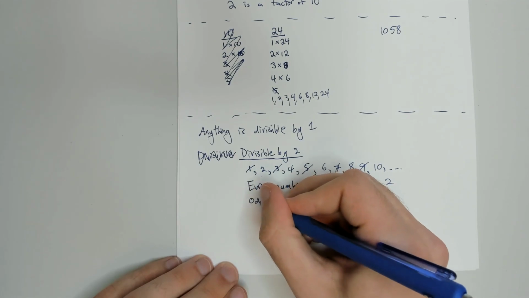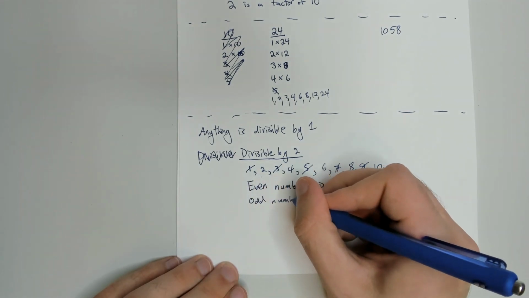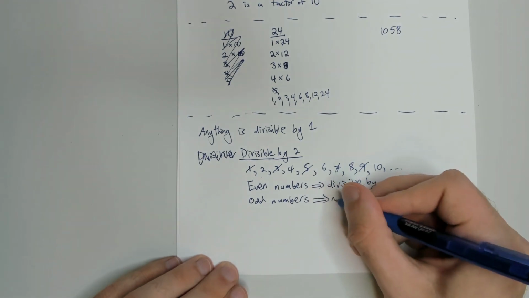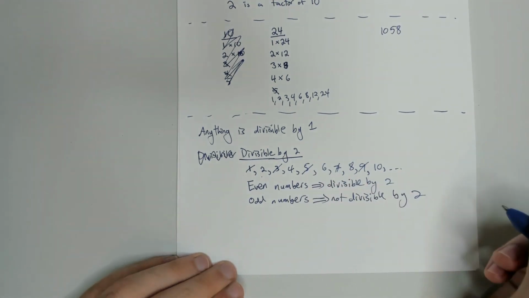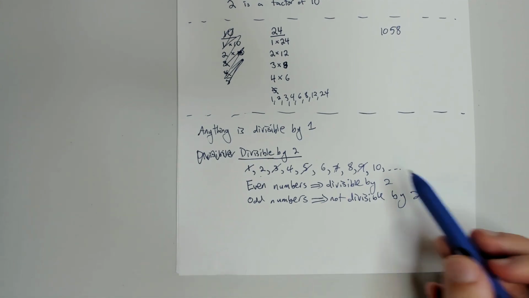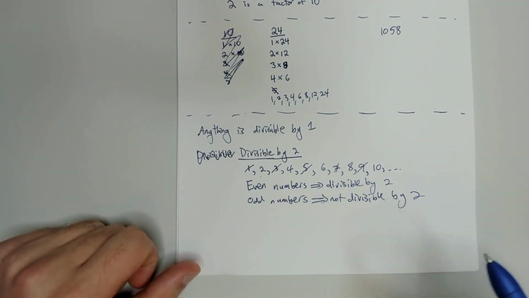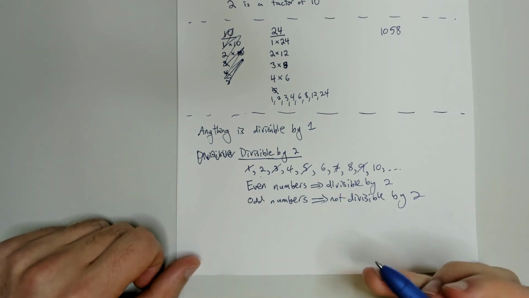Odd numbers, well, that's 1, 3, 5, 7, right? Those ones were not divisible by 2. So our test for if a number is divisible by 2 is if it's an even number or not. And to be an even number, the number simply just has to end with 0, 2, 4, 6, or 8.